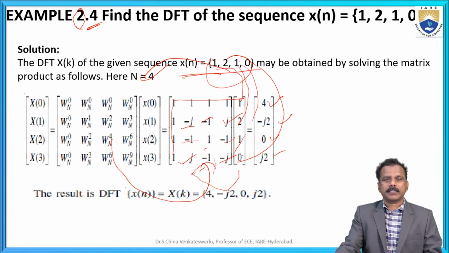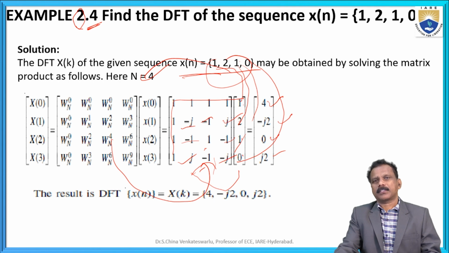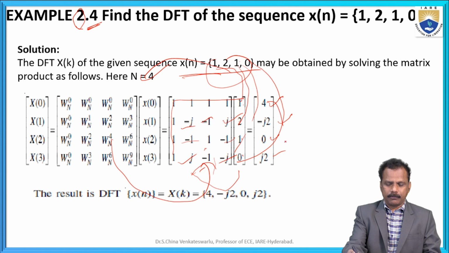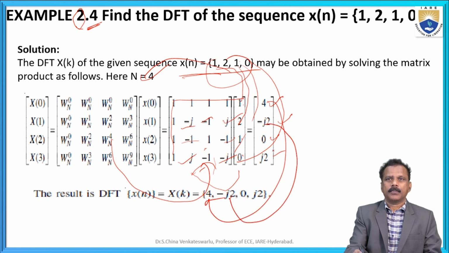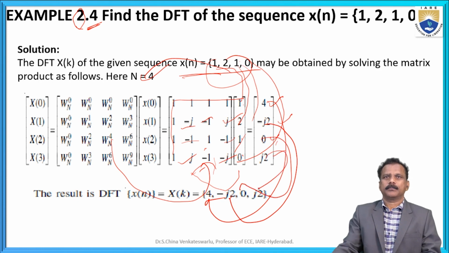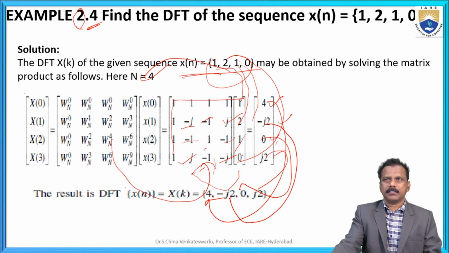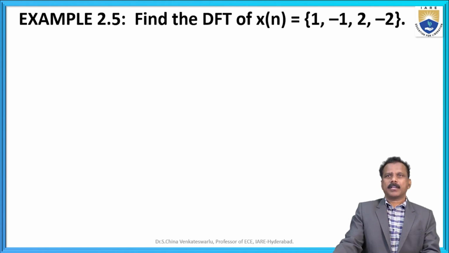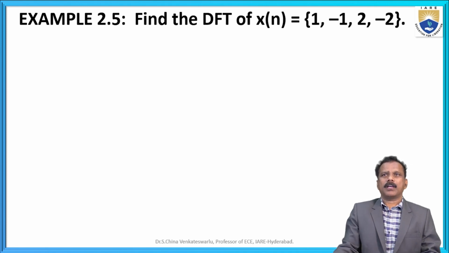Now we can decide the final result. The discrete Fourier transform of x of n is X of k equal to 4, minus j2, 0, and j2. Like this we verify the DFT of the sequence x of n equal to 1, 2, 1, 0. Next, find the DFT of x of n equal to 1, minus 1, 2, minus 2.